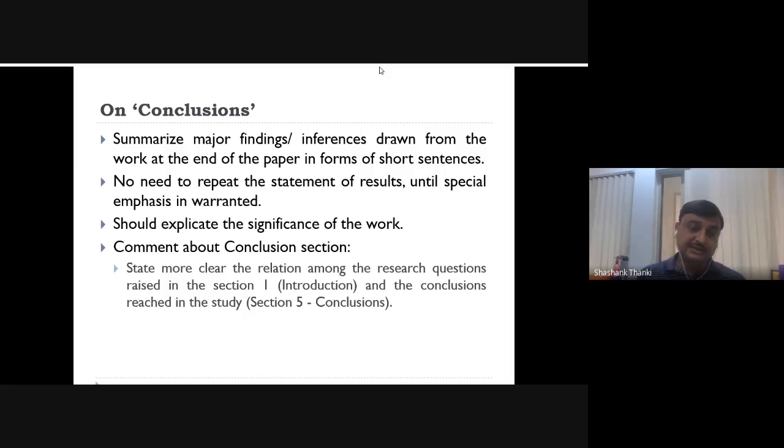Yes. The last topic is comments about the conclusion section. What was received by me? State more clearly the relation among the research questions, which generally we develop at the initial stage, at the introduction stage, section 1, and the conclusion at section 5 or section 6. How are they linked, how are you answering your research questions in your conclusion section? So that linkage should be there. You should not have different research questions and talk about something different in the conclusion section. Then it is of no use. So how you are completing your study, how you are completing that circle, that is important.